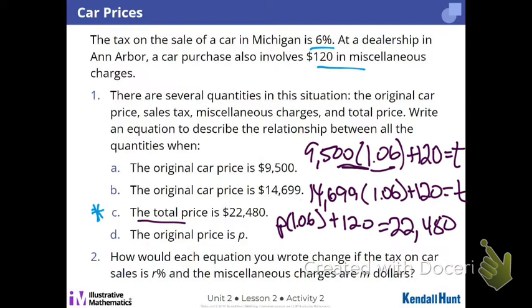So make sure you can make sense of this right here. The price of the car, 1.06 for the tax, 120 for the fee to get to the total here. So it changed what information we had.